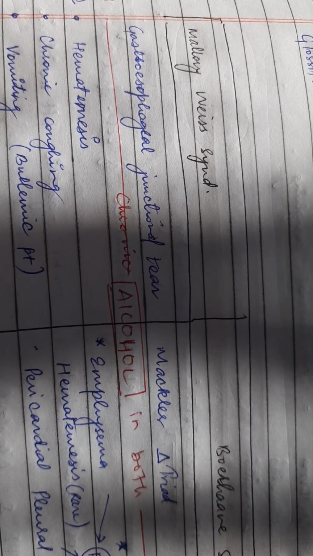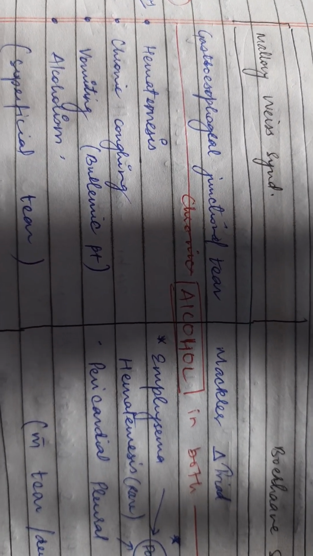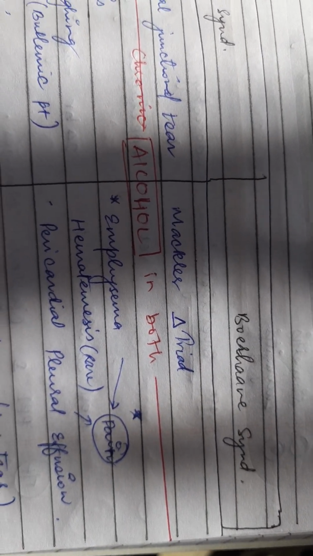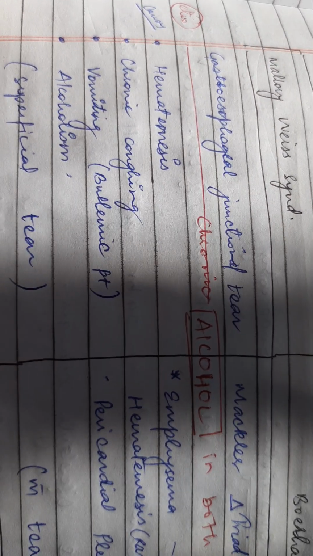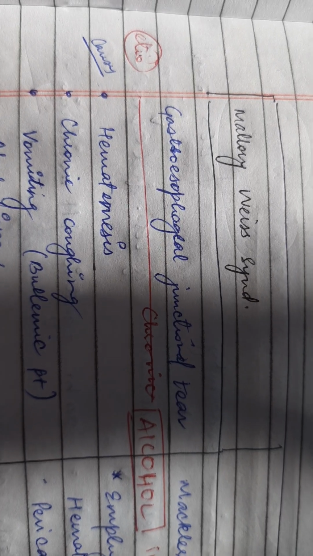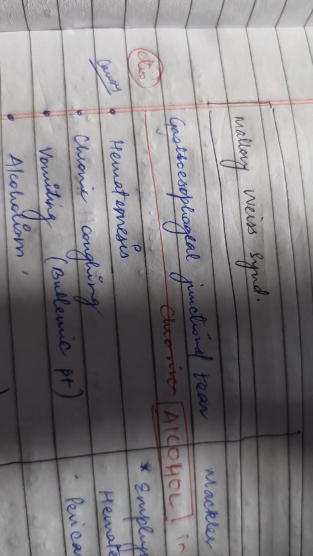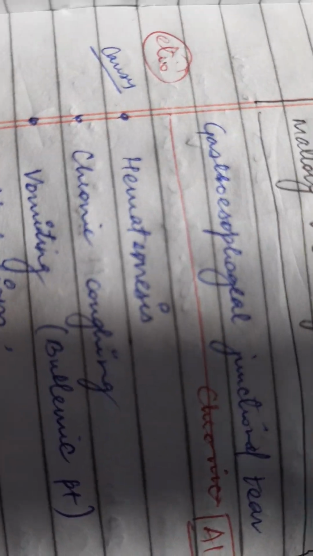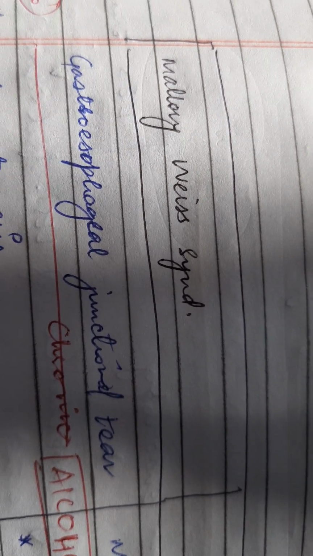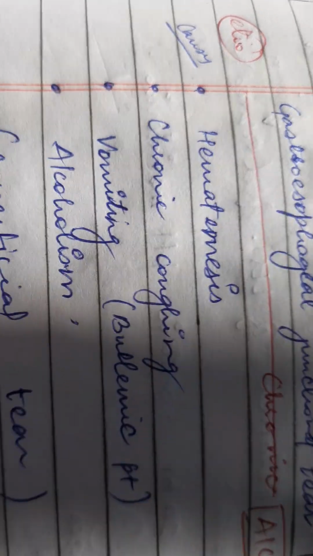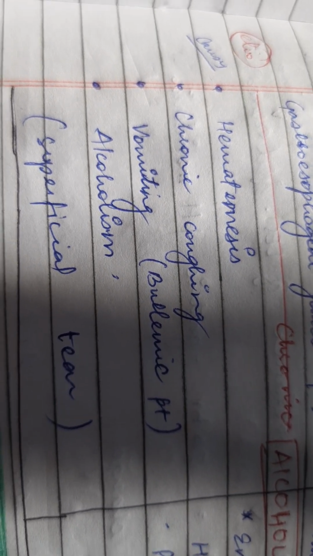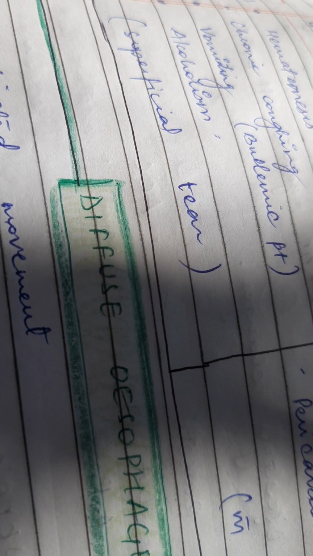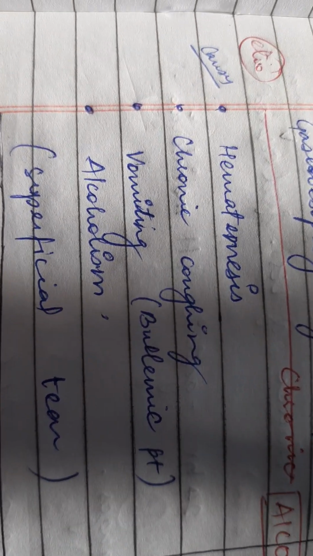Then here two things are there: Mallory-Weiss syndrome and Boerhaave syndrome. In Mallory-Weiss syndrome, first let's see, this is a gastroesophageal junction tear. These both have the same etiology, chronic alcoholism. Due to alcohol, the gastroesophageal junction will tear and cause hematemesis, chronic coughing, vomiting, alcoholism, superficial tear. It is seen in bulimic patients. These are the clinical features of Mallory-Weiss syndrome.